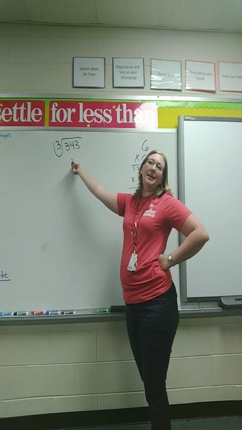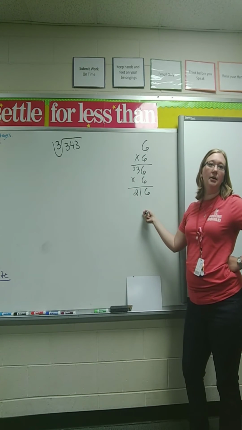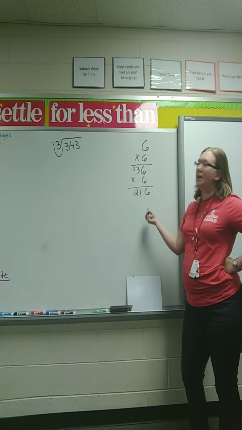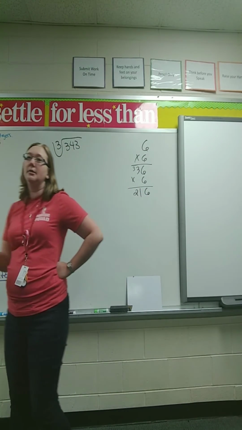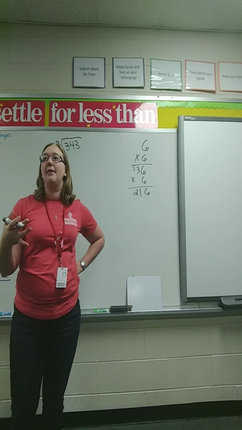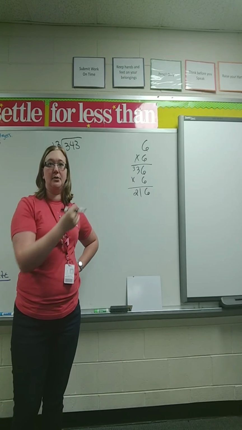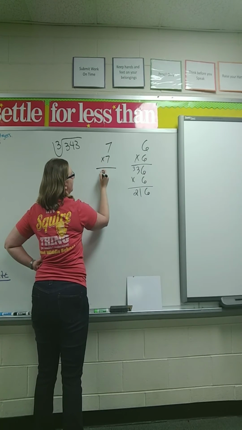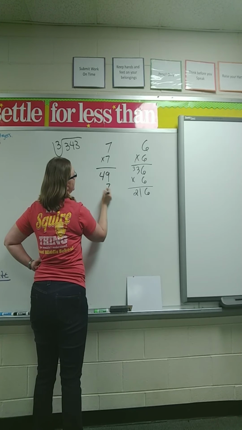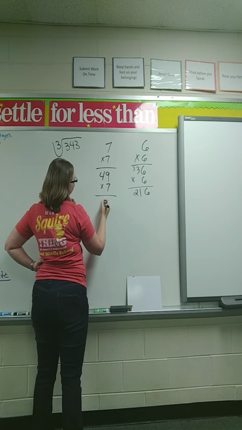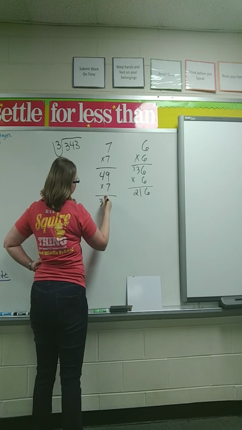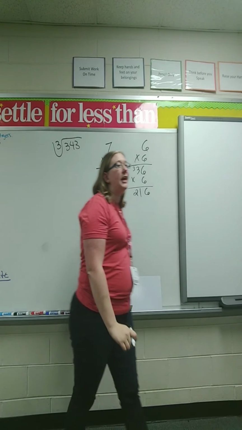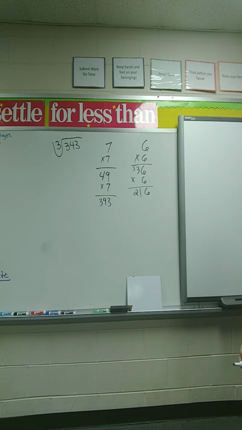343 is not that far away from 216. So, I would check 7 next. It's either going to be 7 or 8 based on how far apart the numbers are, correct? 7 times 7 is? 49. Times 7 is? 343. We know that that's 343 because that's the answer in our book and the example works it out for us. And I can do it. It's easy to do.